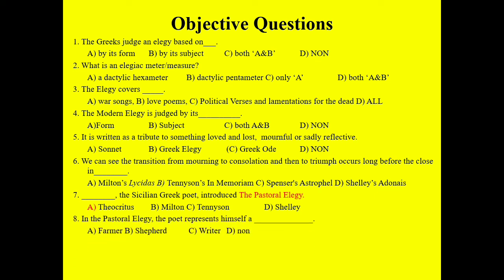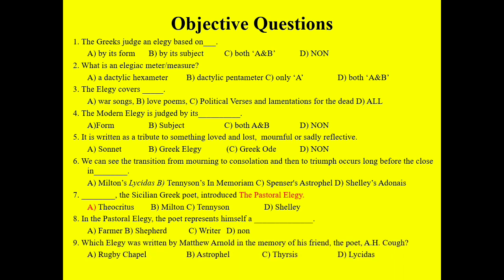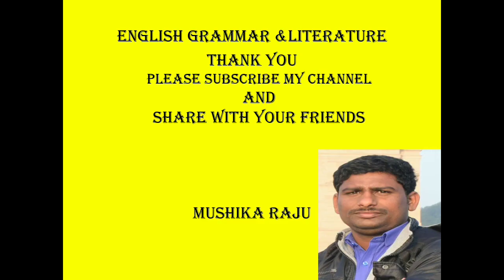In the pastoral elegy, the poet represents himself as a shepherd. Which elegy was written by Matthew Arnold in the memory of his friend, the poet A.H. Clough? It is Thyrsis. So this way ends the video.